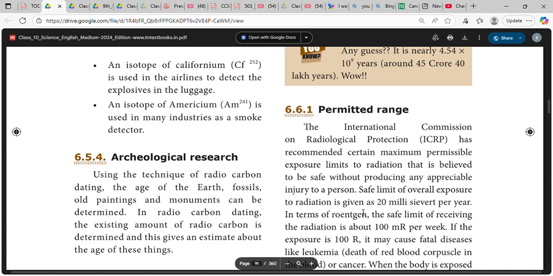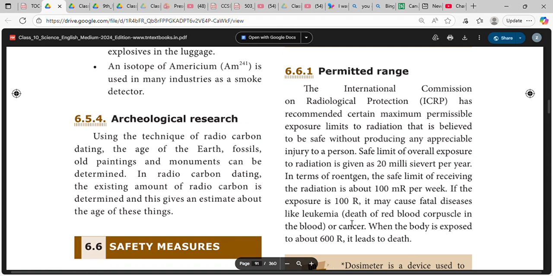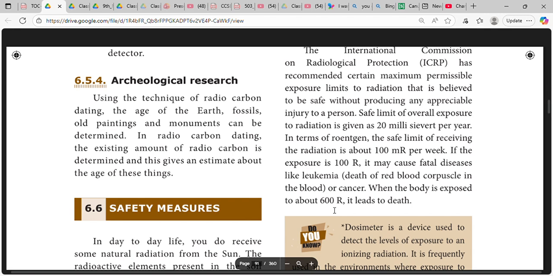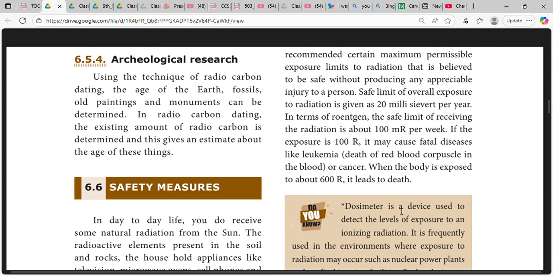Safe limit of overall exposure to radiation is given as 20 millisievert per year. In terms of roentgen, the safe limit of receiving radiation is about 100 milliroentgen per week. If the exposure is higher, it may cause fatal diseases like leukemia, death of red blood corpuscles in the blood, or cancer. When the blood is exposed to about 600 roentgen, it leads to death.